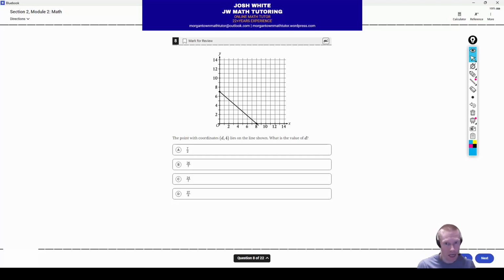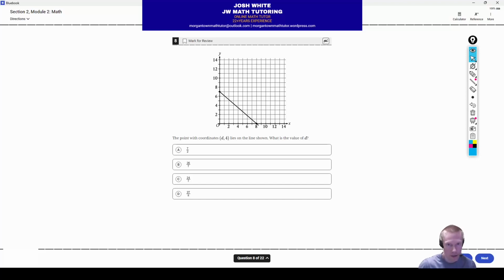Number 8, we have a line, and they want to know what the x-coordinate is of the point which has a y-coordinate of 4 for this line. So the problem is, if you go through these answer choices, some of them are very close to each other, like 26 over 7, 24 over 7.